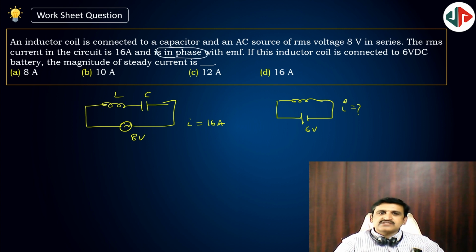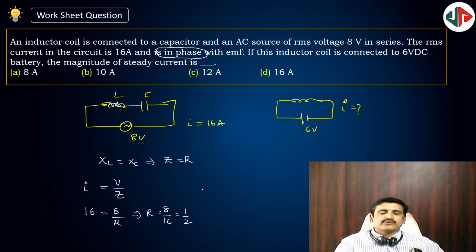If it is in phase, one thing you can expect is that there is an additional inbuilt resistance in the inductor, so that XL is equal to XC such that the net reactance is 0 and Z is equal to only R. So V by Z is equal to I, that is 16 amps is equal to 8 by R, implies R is equal to 8 by 16, which is 1 by 2 ohms. Now that ohm is applicable here also. R is equal to 1 by 2 ohms. Then current I is equal to V by R, 6 by 1 by 2. That gives 12 amps.